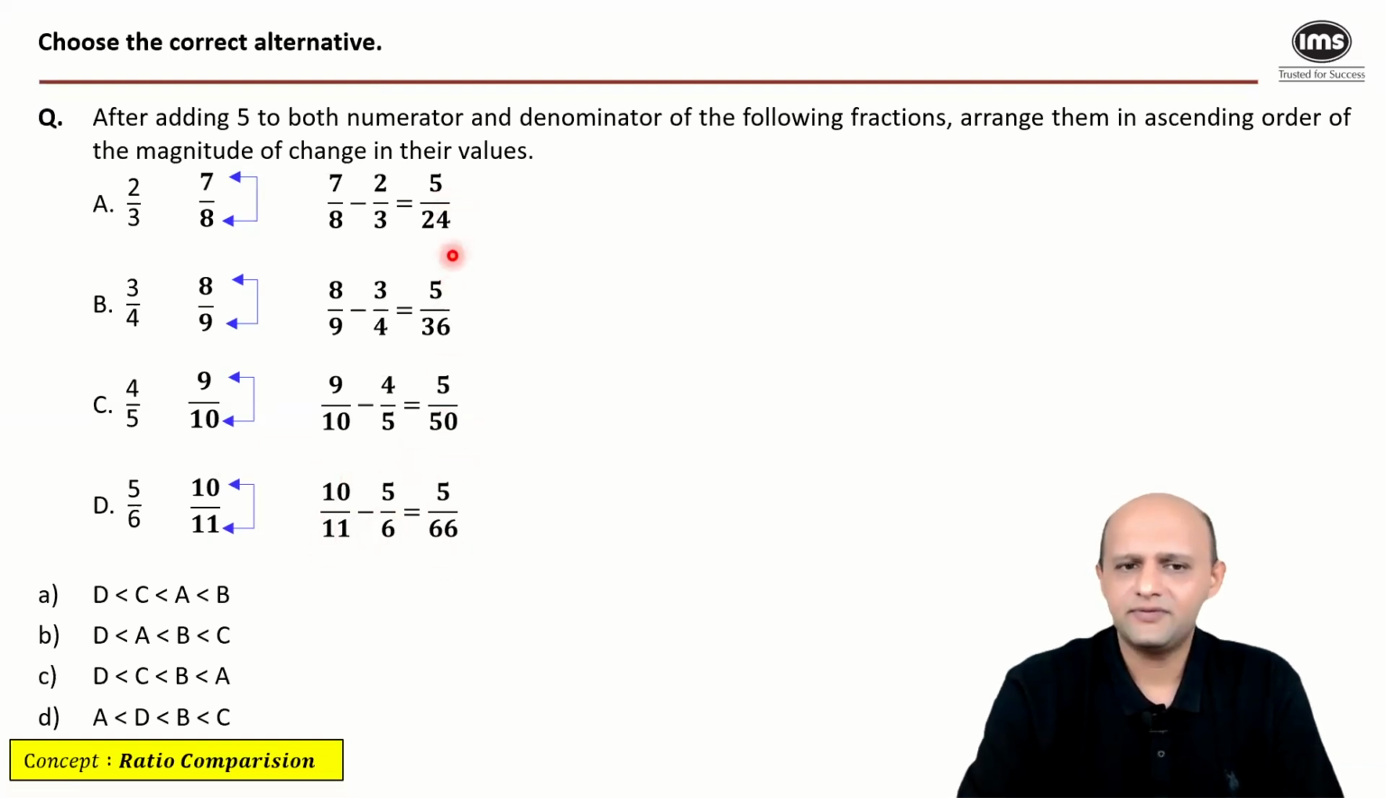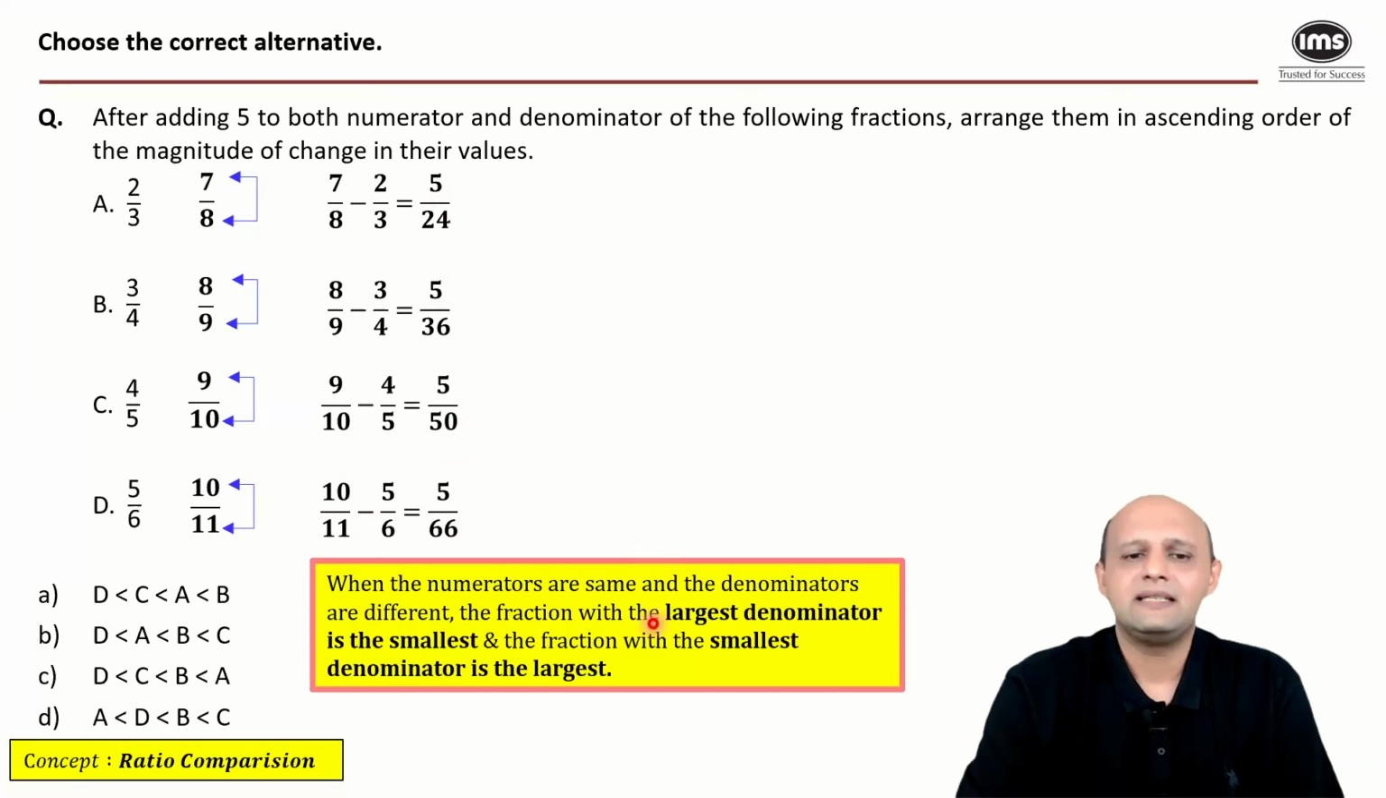Now, if you notice these fractions, friends, you'll realize that these are fractions which are typically having the same numerator. So when the numerators are same and the denominators are different for a fraction whose value is less than 1, the fraction with the largest denominator is the smallest. Okay. Now, which is the smallest here? It is fraction D. And the fraction with the smallest denominator is the largest. So which is going to be the largest fraction? It is going to be this 24, which is 5 by 24, the largest fraction.